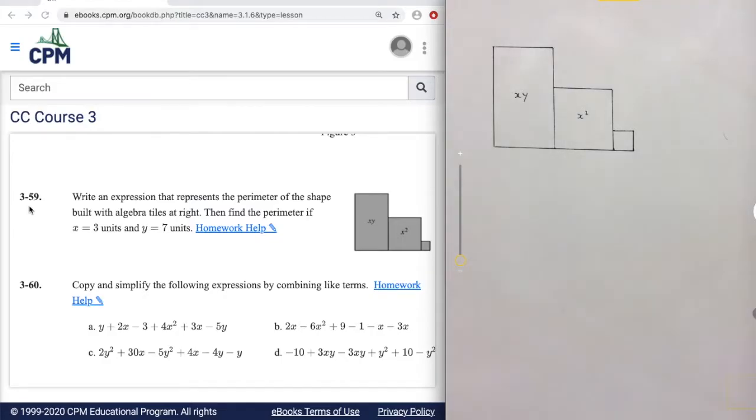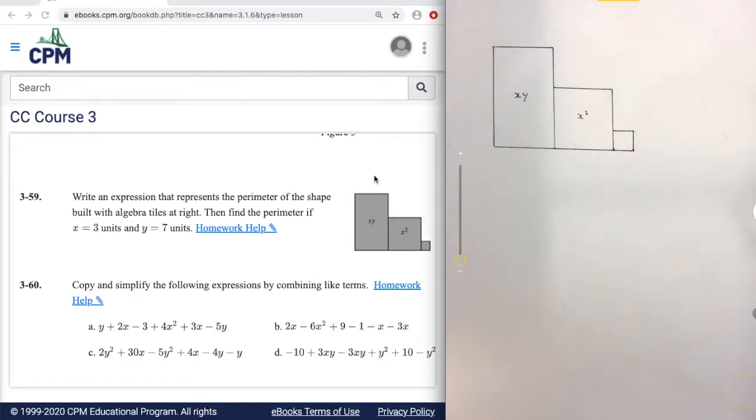Problem 3-59. We want to find the perimeter of the shape made by all these squares. So we want to find the outside. If we were to travel all the way around the shape, how long that would be. There's a few different ways you can solve this, but the simplest way I would say is just add up all the lengths of the sides around the outside of this shape.